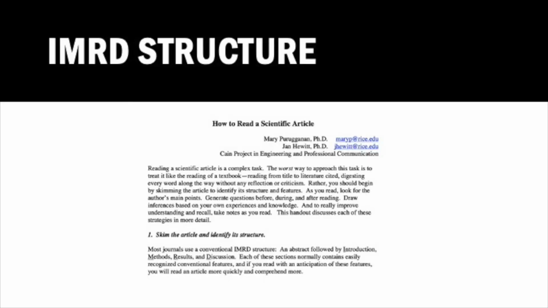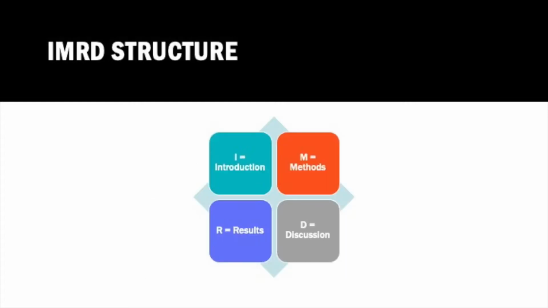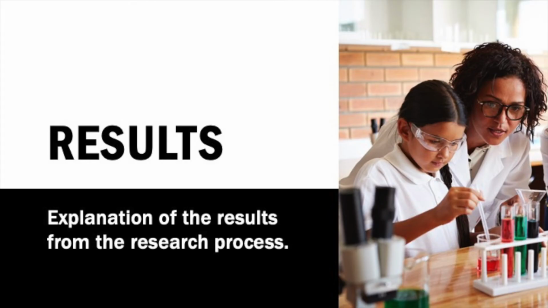If you recall, Peruganen and Hewitt described the four-stage IMRD structure in their article, How to Read a Scientific Article. The R in this structure stands for results, which is where the researchers explain what they found during their research process from their participants. In this section, the researchers state the results of what they ask their participants to do, often in some type of visual format: chart, graph, table, figure, etc.